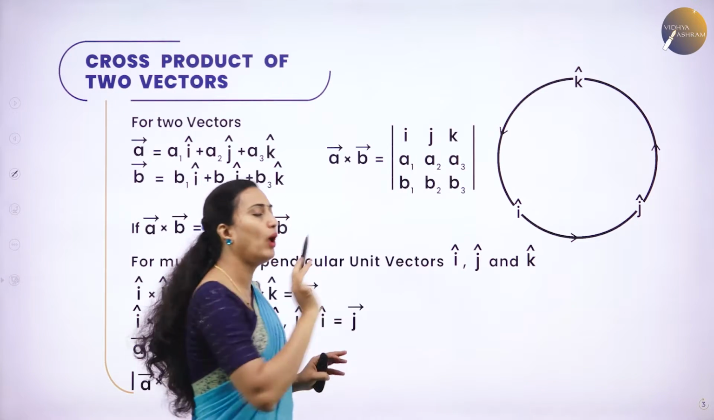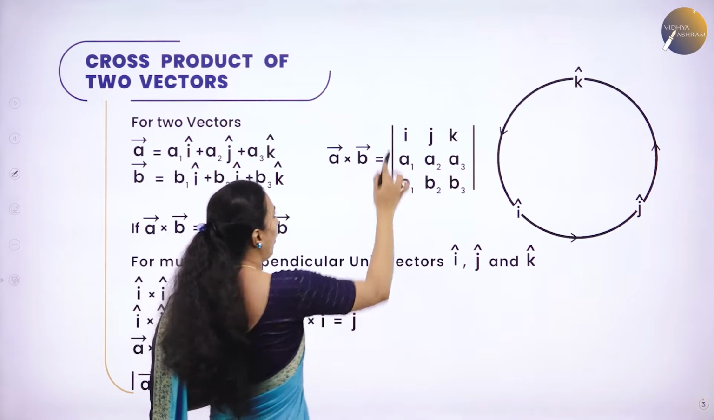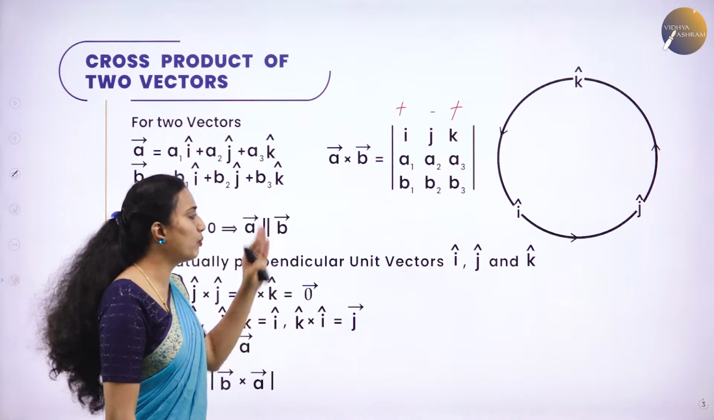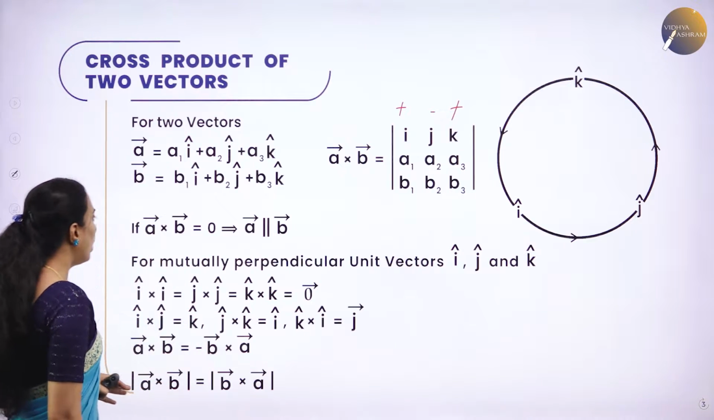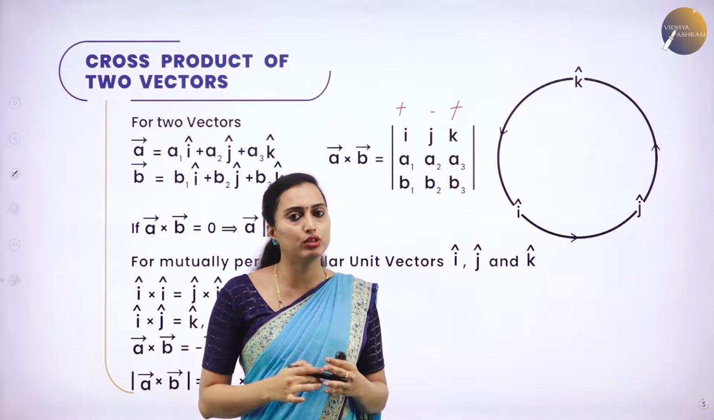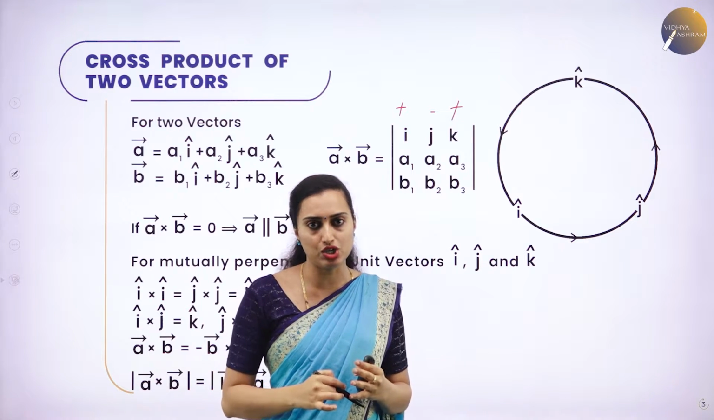This is the determinant, and then you have to expand the determinant with signs plus, minus and then plus. That's it. So this is very important. And if the dot product of the two vectors is equal to 0, then they are perpendicular to each other.